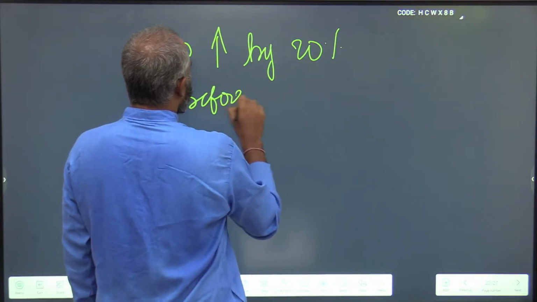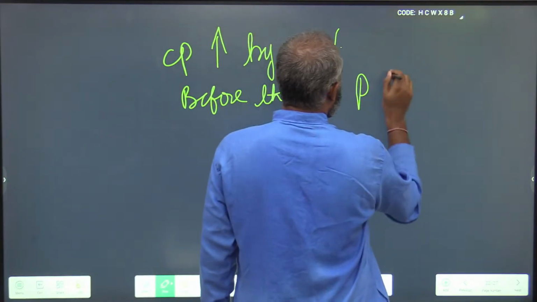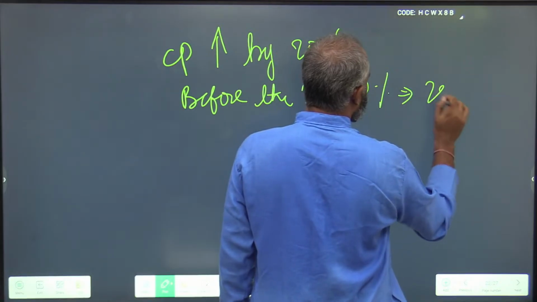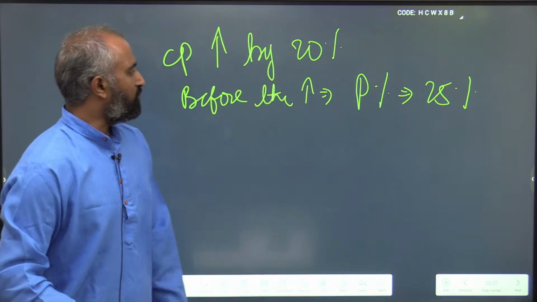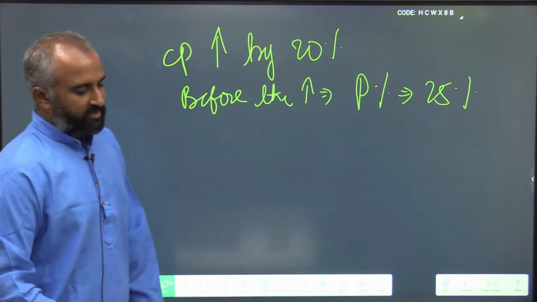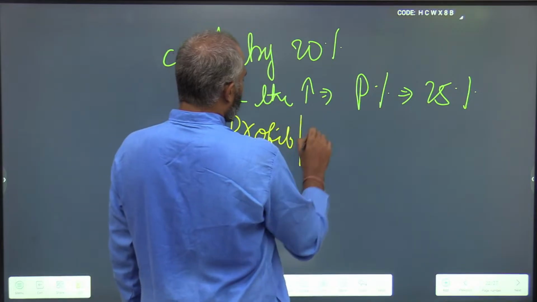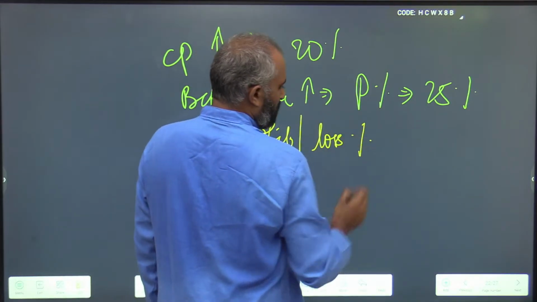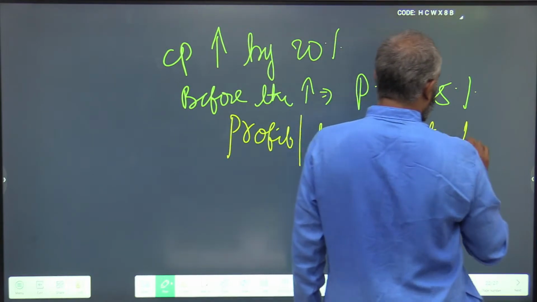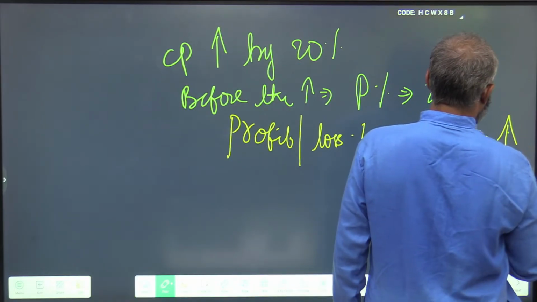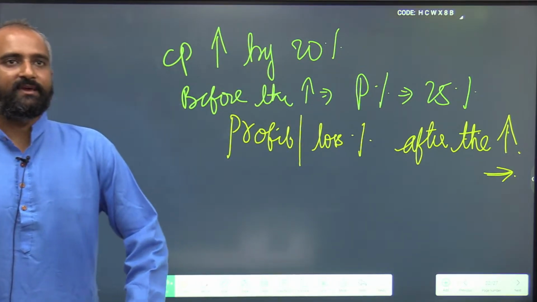Before the increase in cost price, the profit percentage was 25%. What is the profit or loss percentage after the increase?